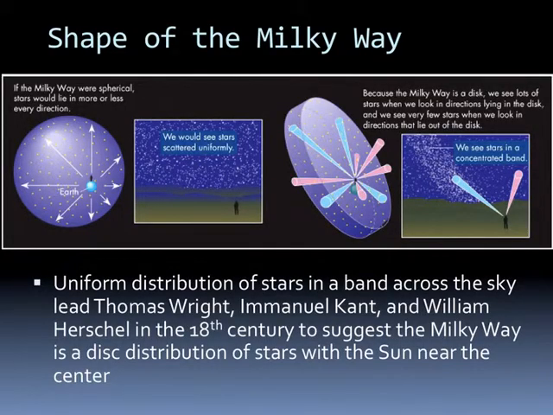Now, the uniform distribution of stars in a band across the sky led Thomas Wright, Immanuel Kant, and William Herschel in the 18th century to suggest the Milky Way is a disk distribution of stars with the Sun near the center. If the Milky Way was spherical, stars would be uniform regardless of which direction we looked. But because the Milky Way is a disk, we see stars when we look in certain directions, and very few when we look up and down.